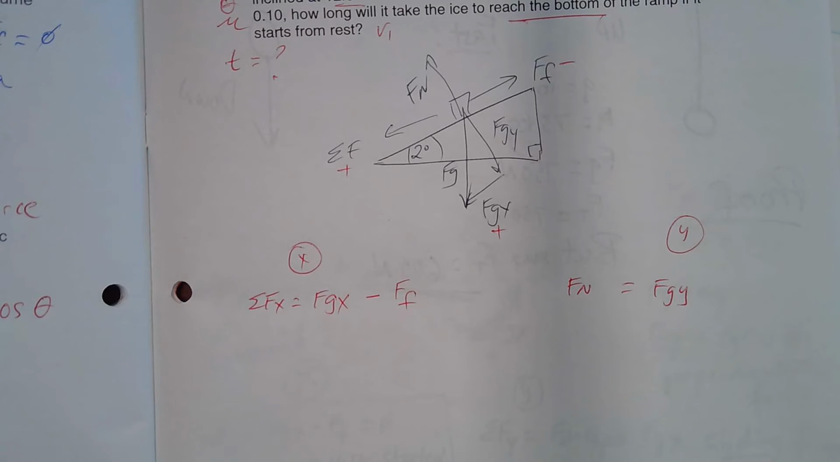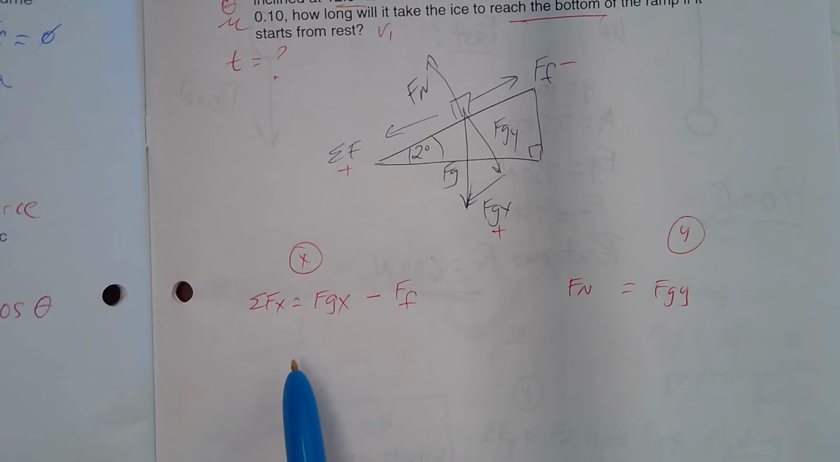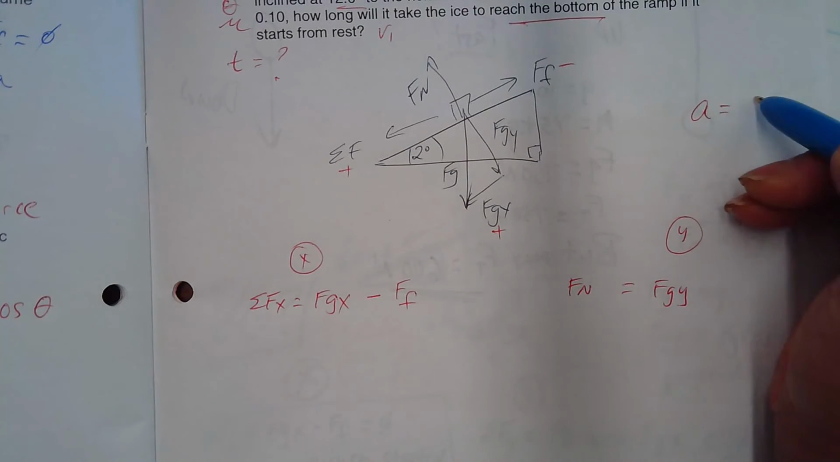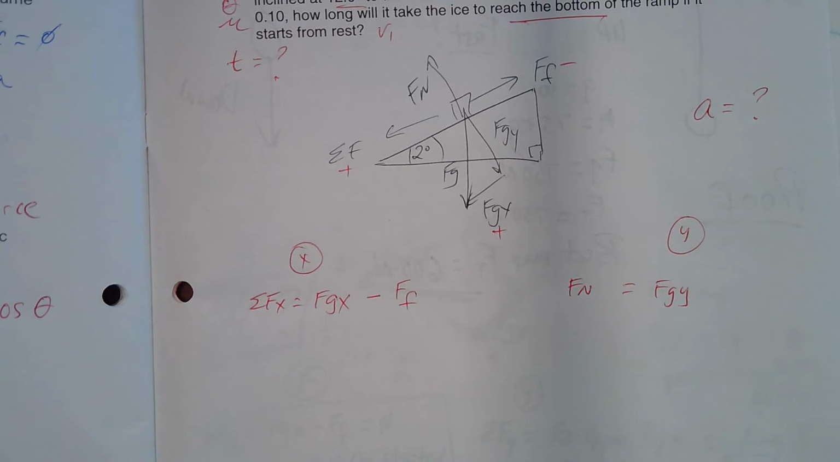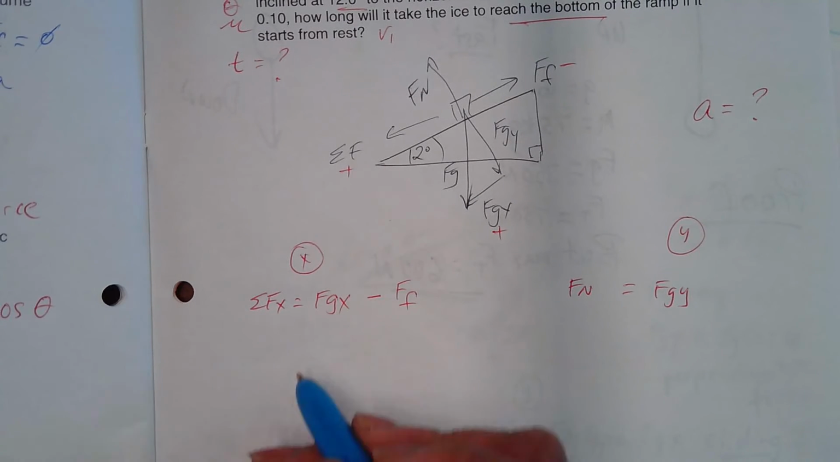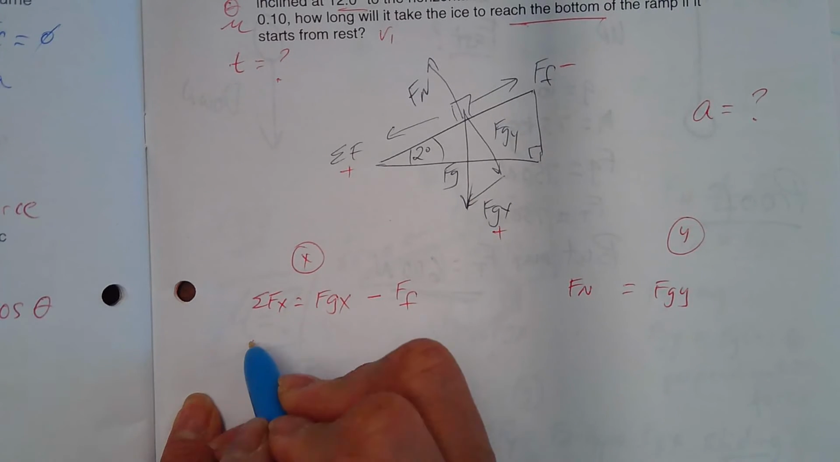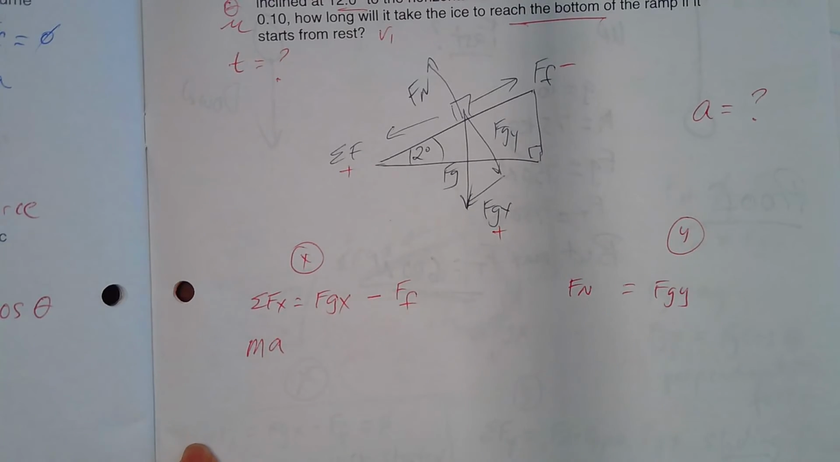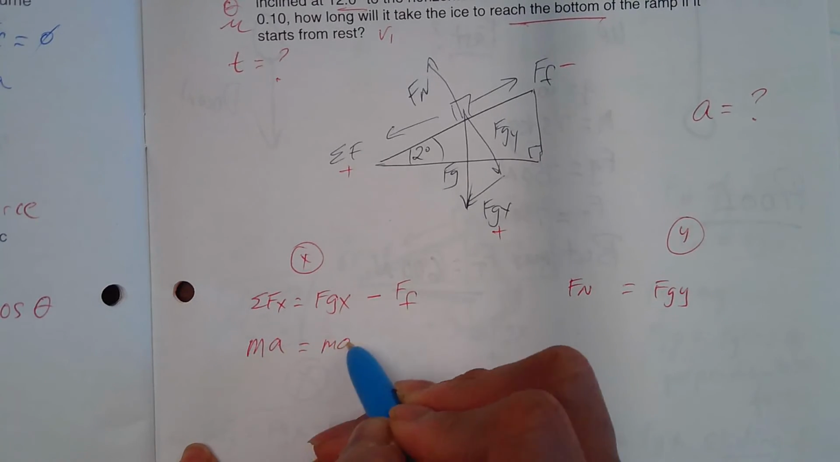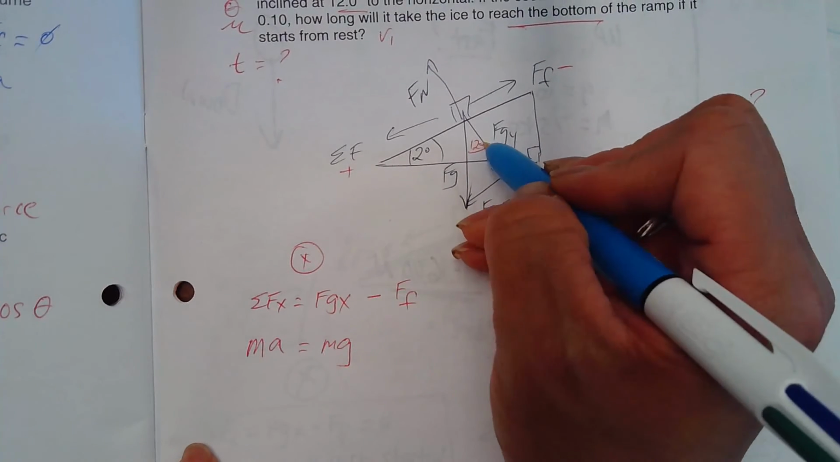That means that you need to find the acceleration. Okay, you need to find the acceleration first. All right, so let's expand. So you've got your FBD. Expand on this. What's net force along the x? ma equals mg, this is your 12 degrees right there.